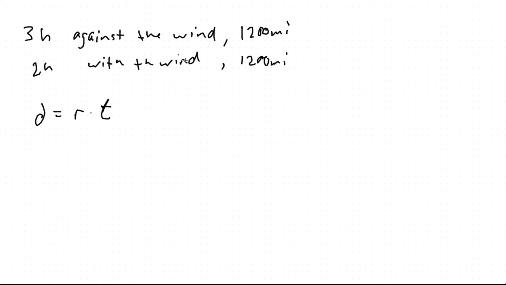So if we plug in what we have, the distance is 1,200 miles, right? For the rate, we're going to let P be the speed of the plane. If it's going against the wind, is the wind speeding up the plane or slowing it down? Slowing it down, so it'll be minus. So it's P minus W, where W is the speed of the wind. This is our rate. And then what's the time? Three hours. That's equation one.